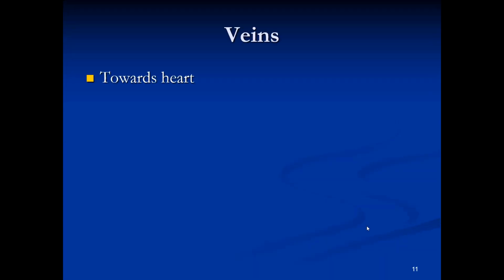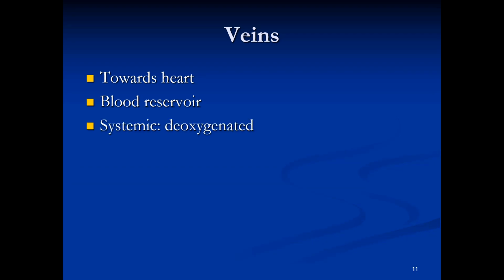So onto the venous side, remember veins carry blood towards the heart. They act as a blood reservoir. What I mean by that is that they store lots of blood because remember the lumen is really big. And then systemic veins have deoxygenated blood because they're returning from dropping off oxygen. Pulmonary veins, on the other hand, have oxygenated blood because they're coming back from the lungs.